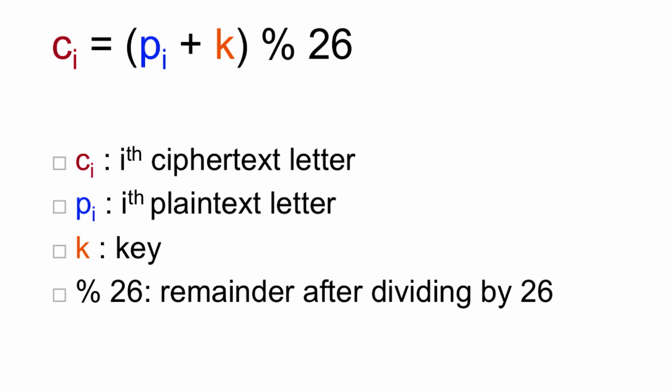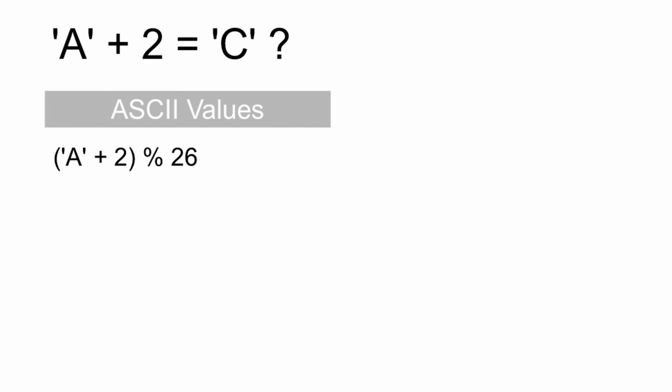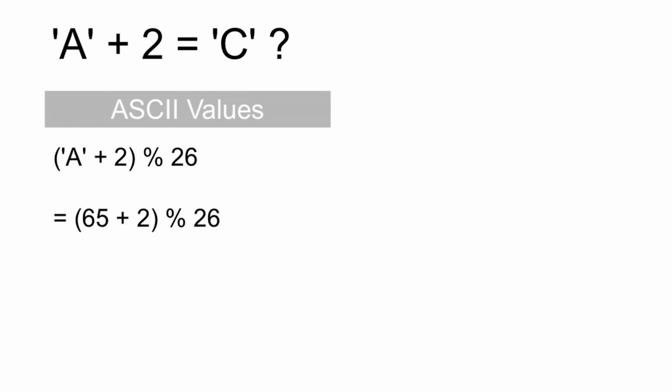We have an equation that we have to consider. Here it tells us that the ith ciphertext letter corresponds to the ith plaintext letter plus the key, all of that modulo 26. Why is that the case? Let's go back to our example from before, where capital A plus 2 gives us capital C. So applying the equation that the specification gives us, let's take capital A plus 2 and mod that by 26. Capital A, when I put it in those single quotation marks, allows me to treat it as an integer.